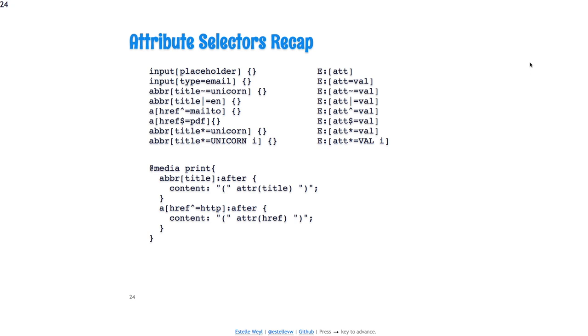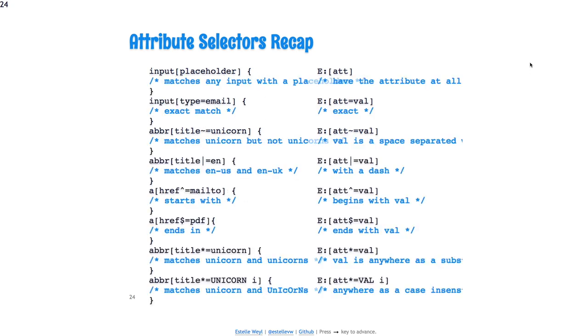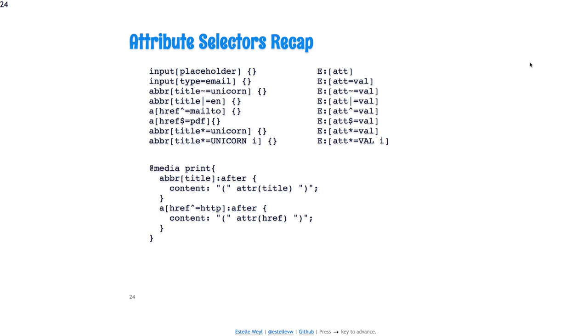Okay, so a little recap of all of our attribute selectors. I have a little cheat sheet right here. You just press the number 2 if you're following along, and it tells you everything about these. Because we are pressed for time, we covered all of them. Let me just go over the part on the bottom, which is media print.